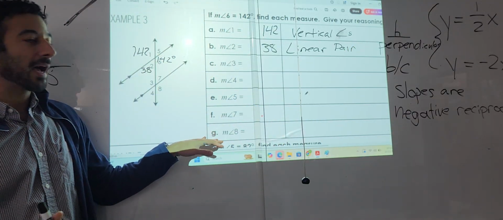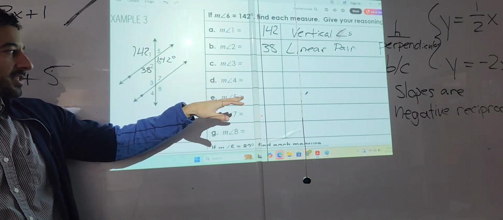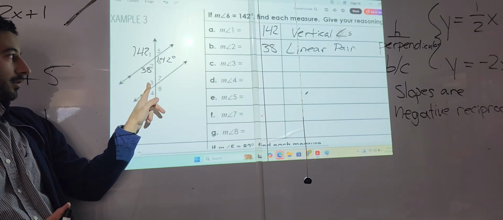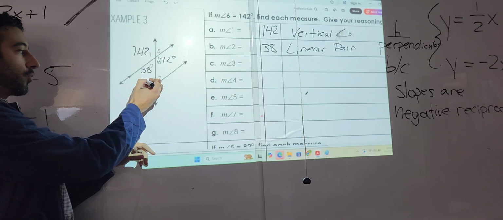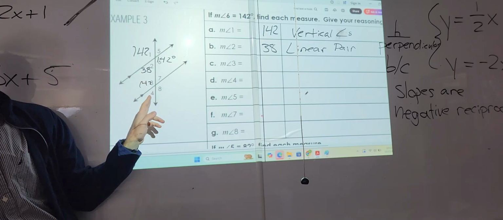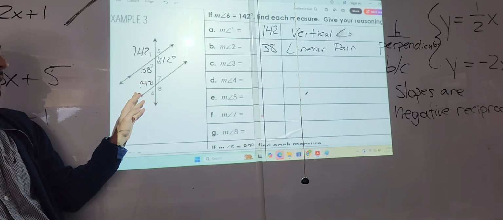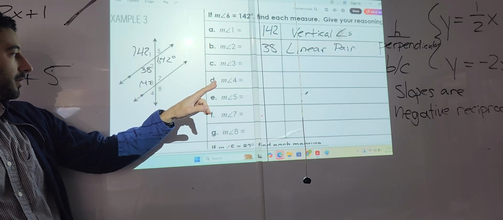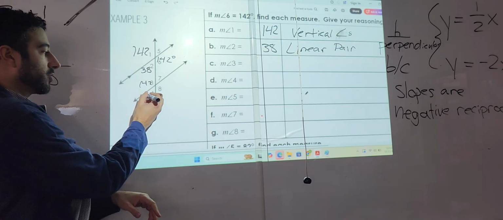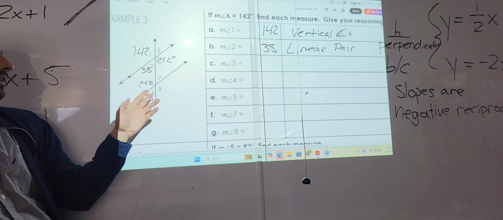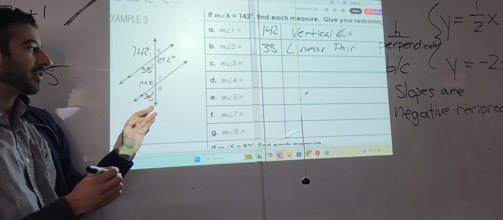Now let's go rapid fire. I'm not going to write all these down, just the angle and why. Angle 3 is 142 right here. Why? Corresponding. You could do consecutive interior or corresponding at this point. Do you see how the reasons start adding up? Angle 4 we said was 38, but why? Corresponding or linear pair, so let's just start avoiding the reasons.